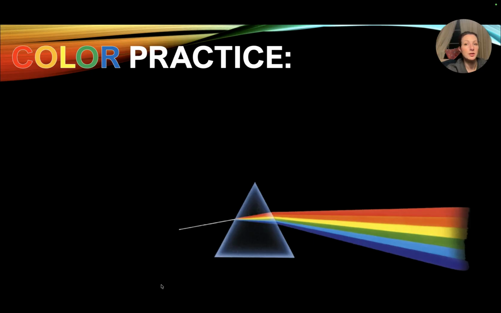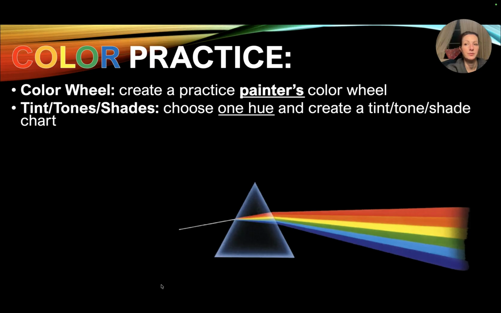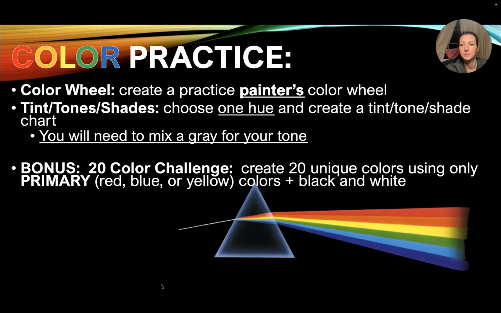So for our color practice, we are going to create a practice painter's color wheel. You're going to create a tint tone shade chart. So you're going to choose one hue, just one hue. I have a bunch of examples in class. And then you're going to create the tint tone shade chart. You're going to need to mix a gray for your tone. I can help you. You want to do a bunch of white with a tiny bit of black, but I'll get into that later. And then there's a bonus for early finishers, a 20 color challenge.